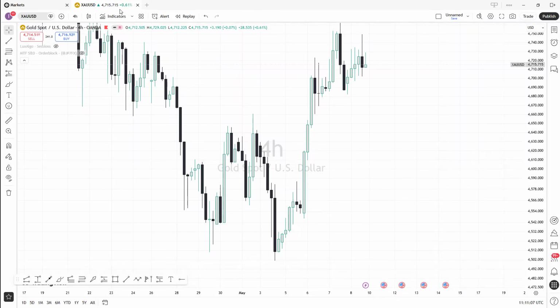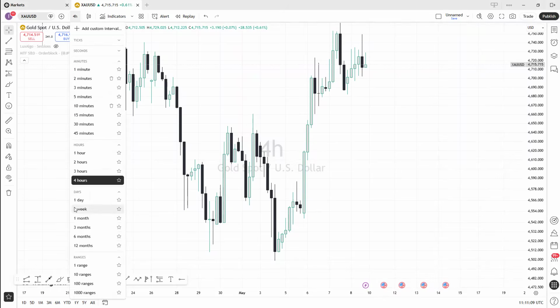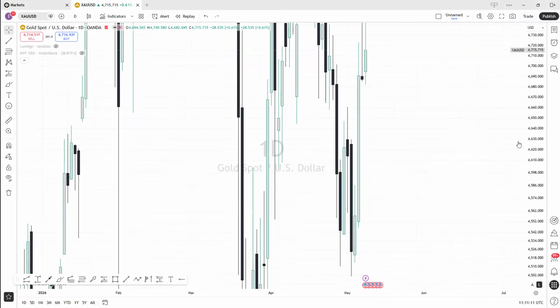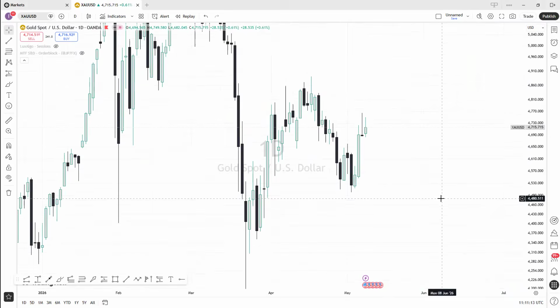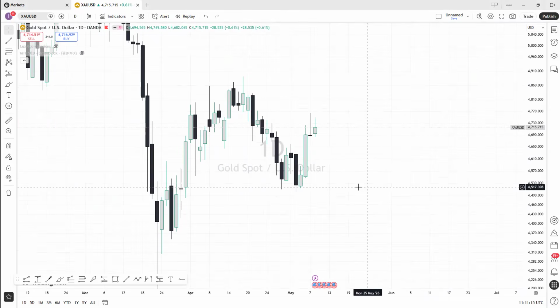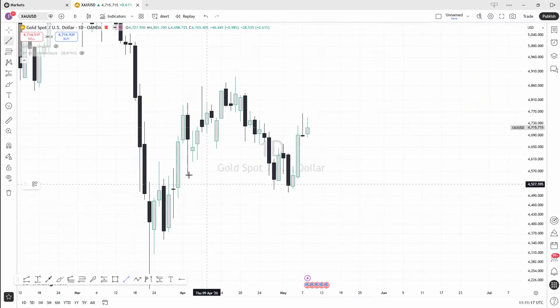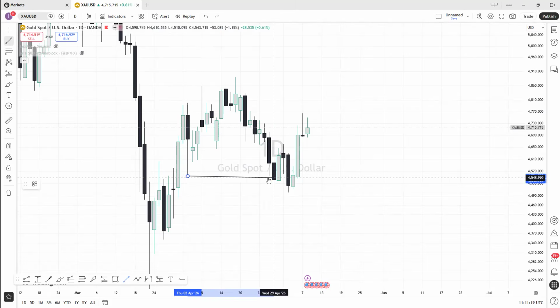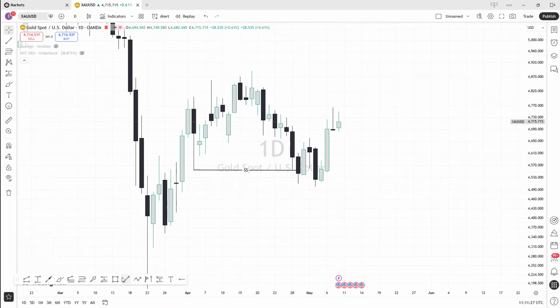Okay, so let's start with the daily time frame. On daily time frame, we have this market structure. Price swept this sell-side liquidity on the left side. You have this liquidity sweep. Let's mark it very clearly. After the liquidity sweep, it created a shift here.